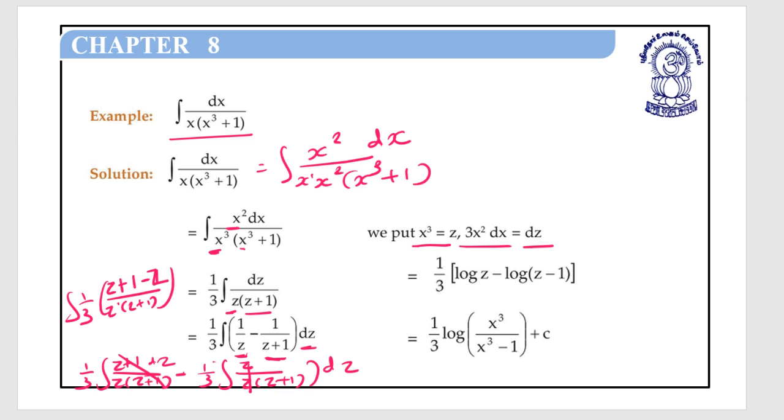Okay, so 1 by z it means log z minus 1 by 3 log z plus 1. So here 1 by 3 log x cube upon x cube plus 1. There is a mistake. Okay. So it becomes plus, not minus sign. 1 by 3 log x cube upon x cube plus 1 plus c. Put the value of z into this and we will get this answer.